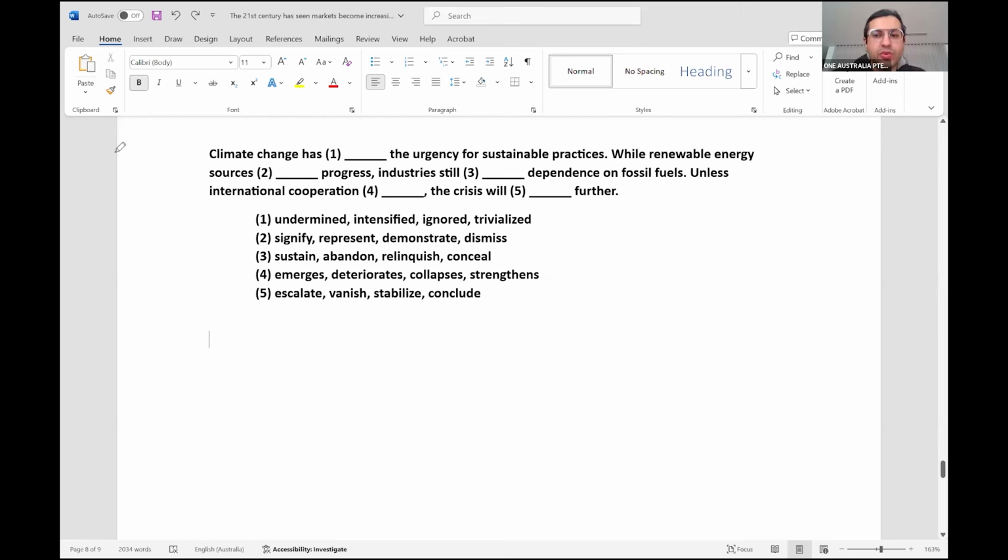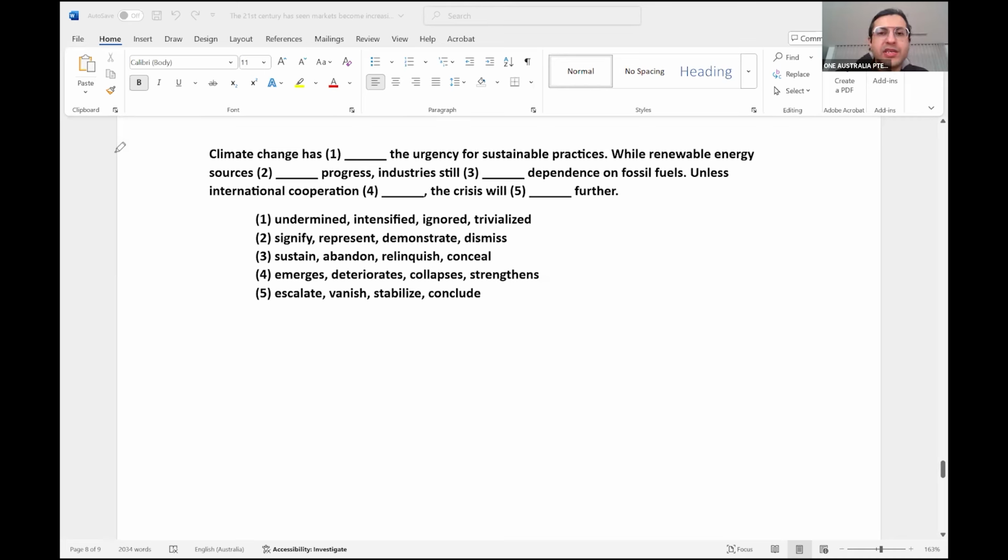I think we do. Demonstrate. While renewable energy sources demonstrate progress, they don't literally represent it, but they are a demonstration of the progress which we have made. So they are an example. Represent and demonstrate are very similar, but demonstrate in this context is a better option. So I think we have to choose demonstrate.